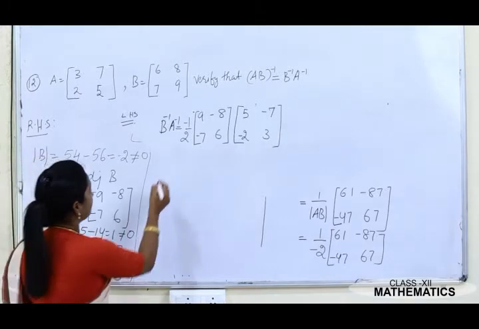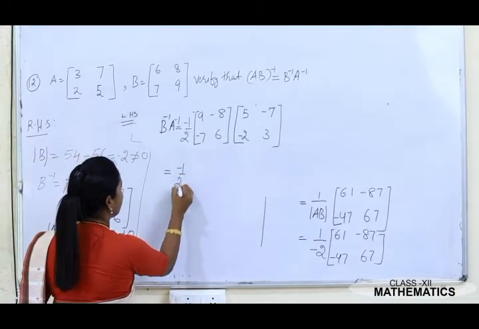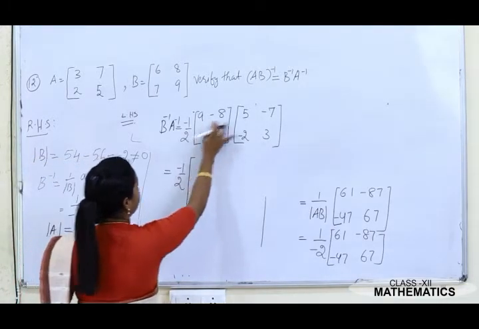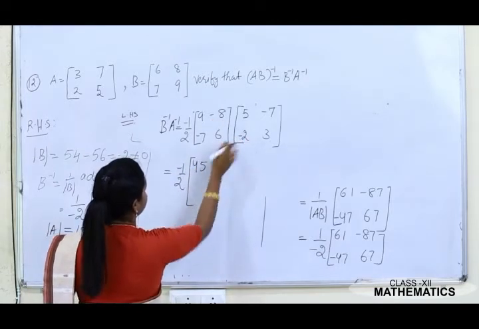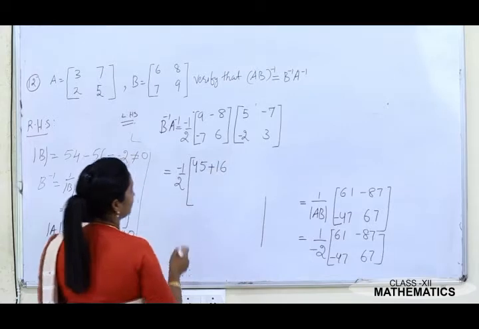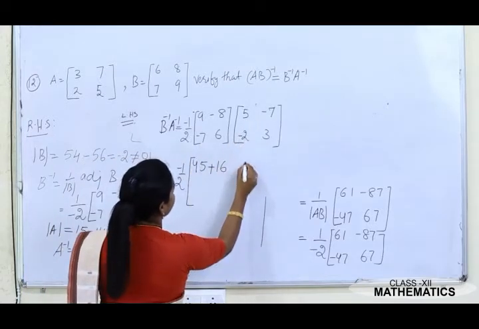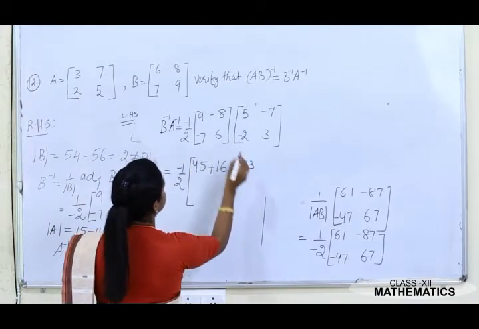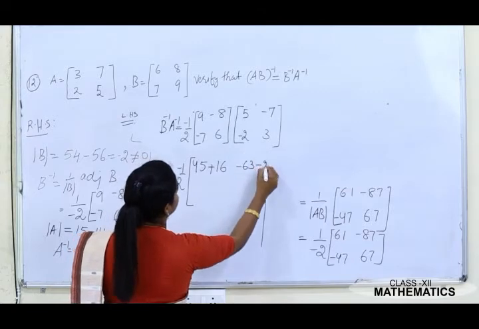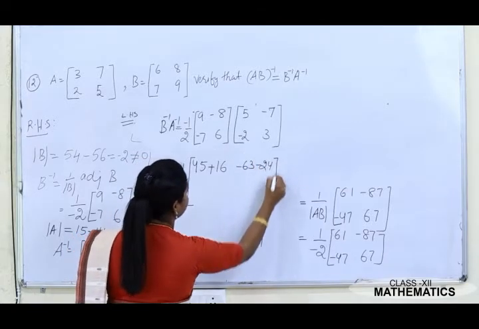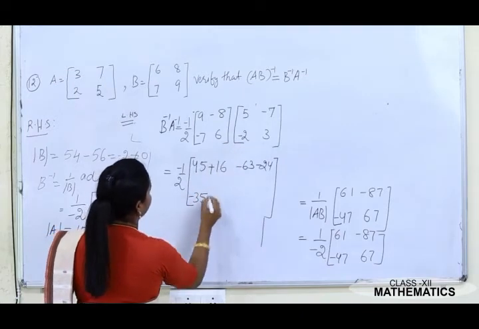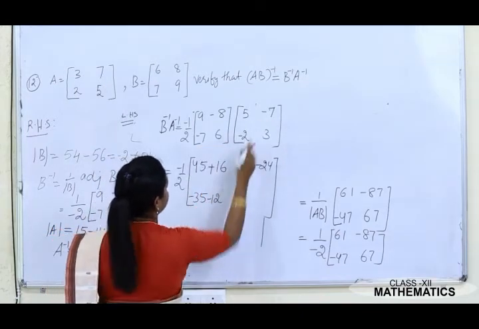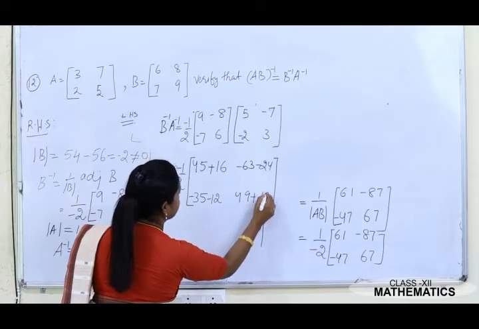Now look at here. You will multiply. You will keep minus half here and आप multiply करेंगे. 9 5s are 45. Okay. 8 2s are 16. Minus minus plus. It is 16. Correct. Here it is 63 minus 63 and minus 24. Okay. Here it is minus 35 and minus 12. Here it is 49 plus 18.